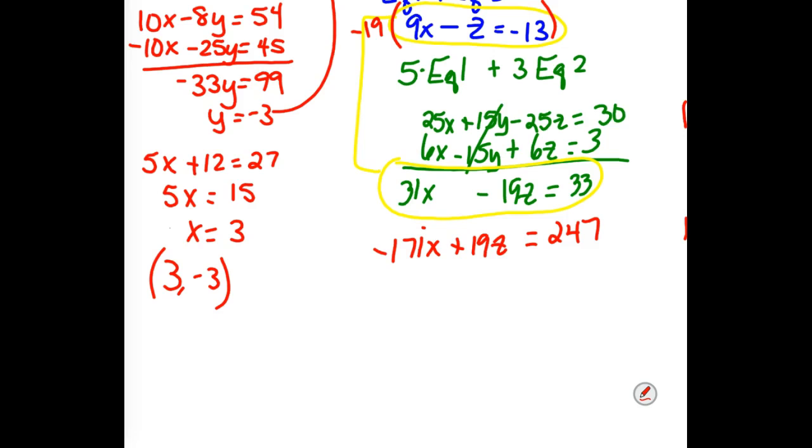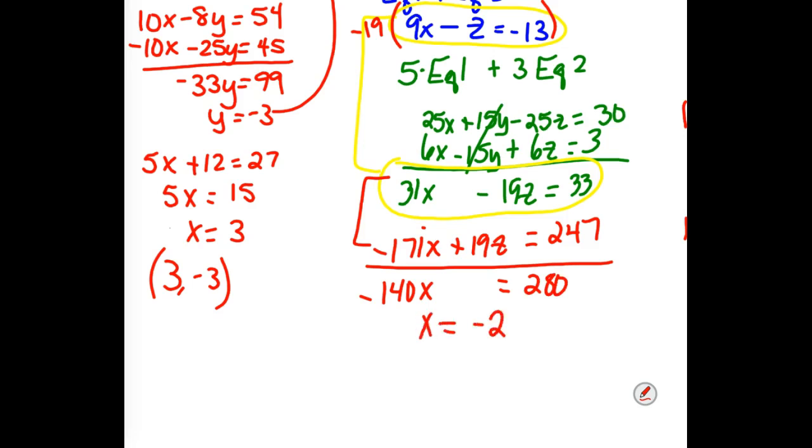Okay, so now, can I add these together? Okay, the z's are going to drop out. I end up with negative 140x equaling 280. So x is going to be negative 2. Okay? Once I know my first variable, I can plug it back in, substitute it back in, and find the other one. Okay? I'm going to substitute that x back into that equation.